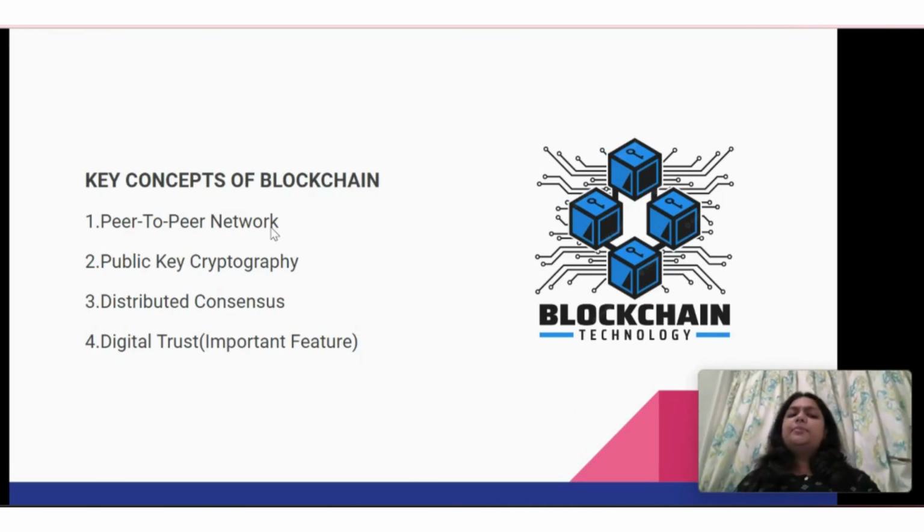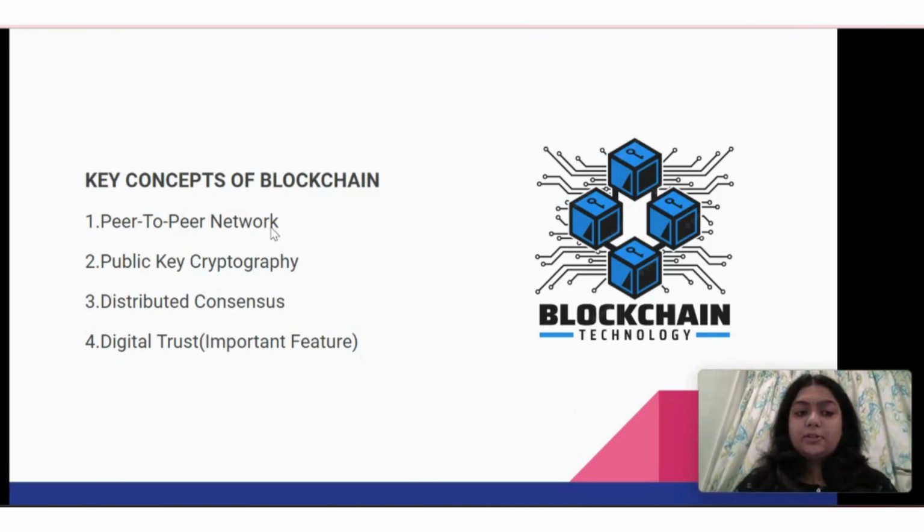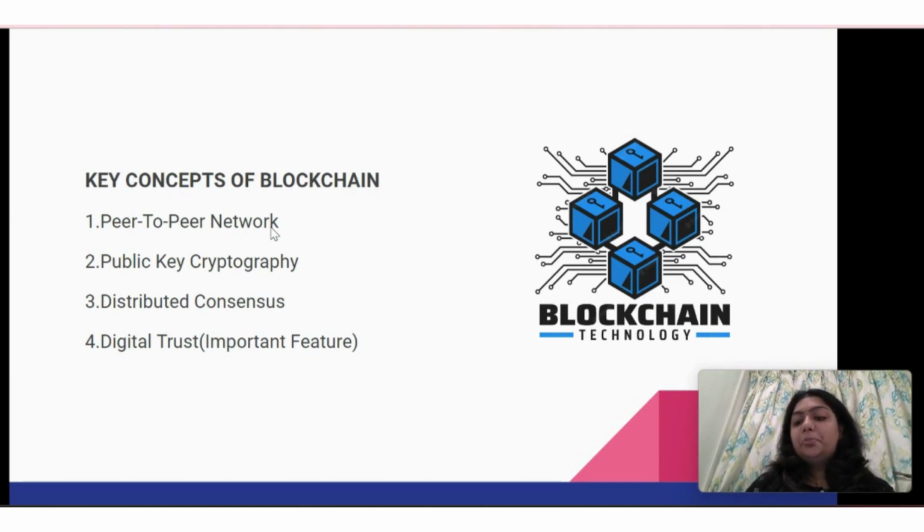So, key concepts of blockchain. There are four main key concepts of blockchain. One is peer to peer network, public key cryptography, distributed consensus, and digital trust. So, let us understand what is peer to peer network.